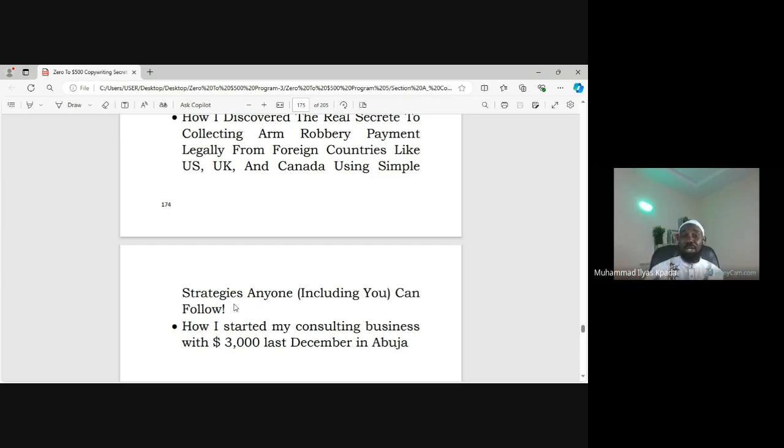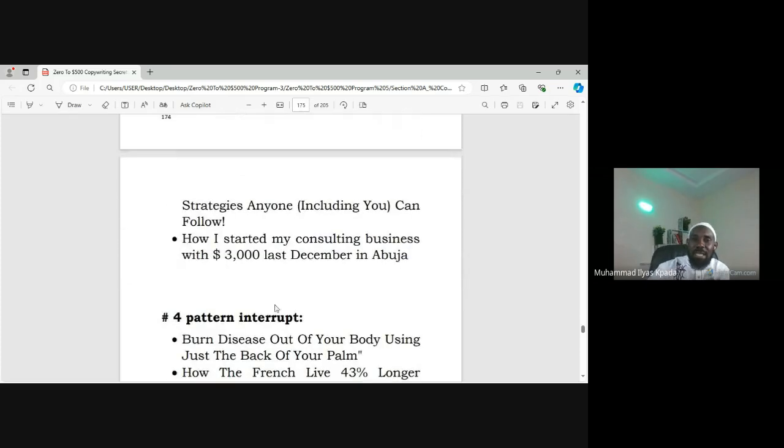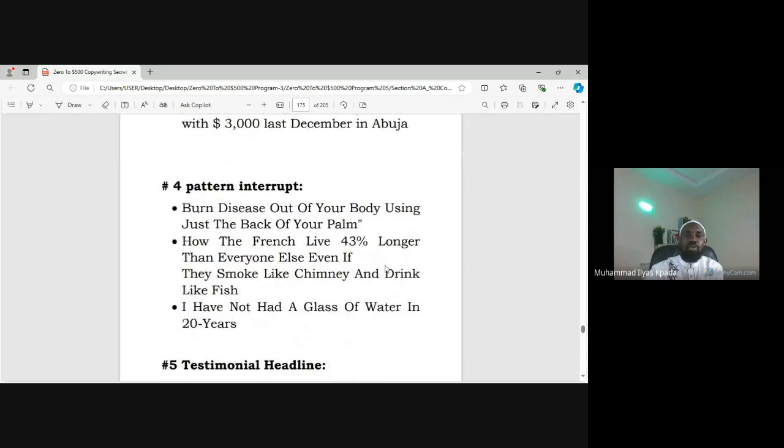But he's not based in Nigeria anymore. This headline was used to sell his product called Foreign Copywriting Initiative, FCI. Another example: how I started my consulting business with $3,000 last December in Abuja. This is a how-to. Then there's pattern interrupt. A lot of people already know that if you see something, they are going to sell something. If you say free live webinar, they forget.